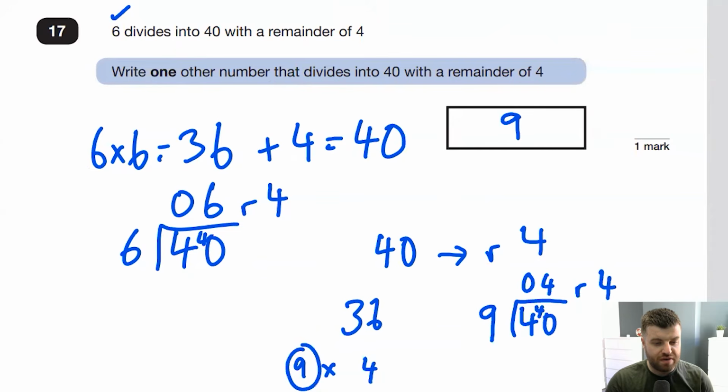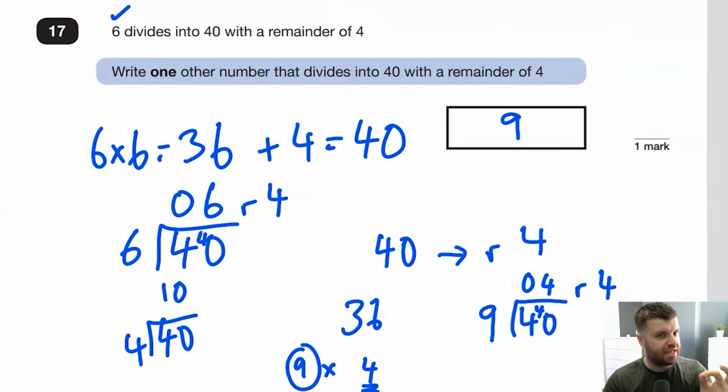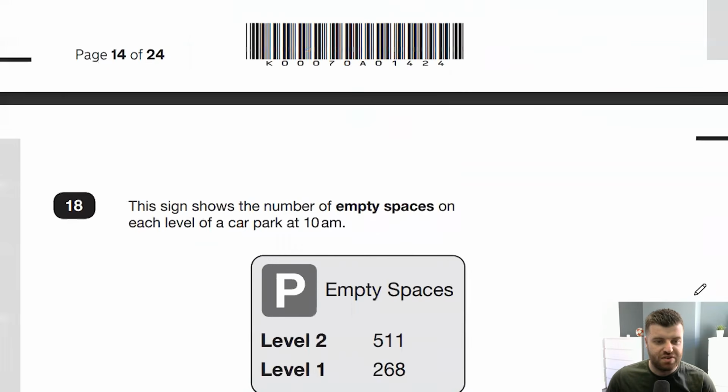Could you have put 4 as your answer? Let's try it. 40 divided by 4. Straight away, that goes in exactly. There are no remainders. So you had to use a bit of trial and improvement here, and you might have been lucky enough to get the answer really quick if you thought about your factors. The answer is 9. Quite a tricky question there, but an interesting one.